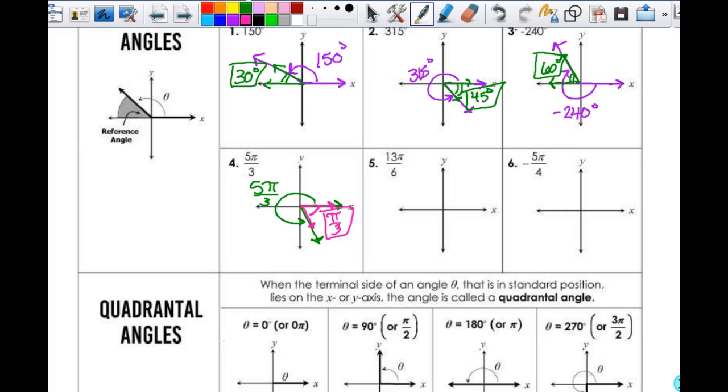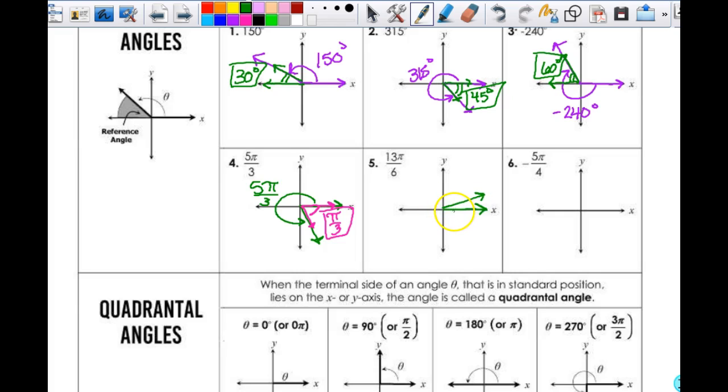So 13 pi sixths. Tell me about that. What quadrant would that be in? First, because 12 pi sixths is 2 pi, right? So I'm going to go all the way around and then a little bit more. I go pi sixths more. Well, if pi thirds is 60, what's pi sixths? 30. Okay, so it's about 30 degrees right here.